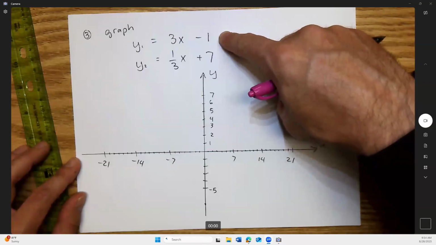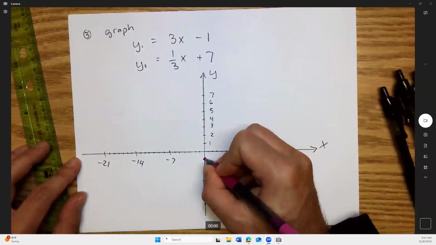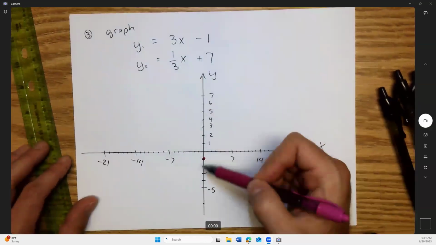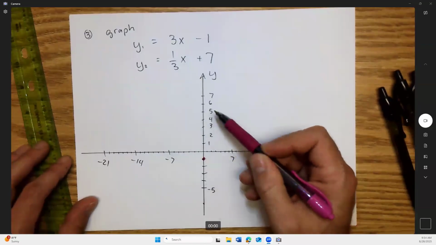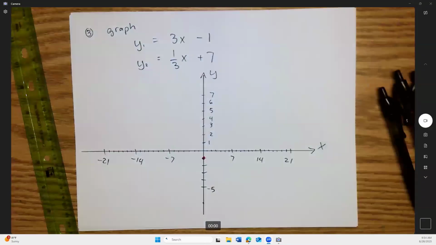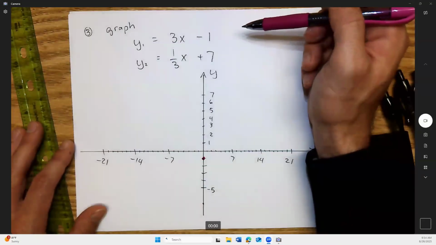Where's the y-intercept on this one? Yeah, 0, -1. That'd be right here. And if you're ever not sure, then just, because anytime you have a y-intercept, what's always the x value equal to? Yeah, 0. So you could just plug in 0 for x. This would work out to -1 anyway, right?